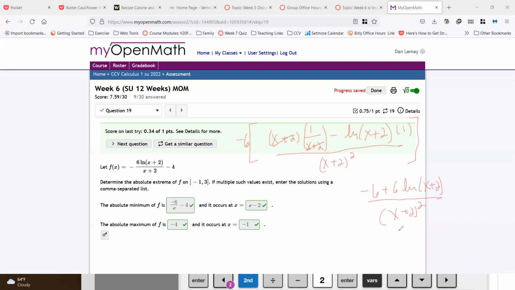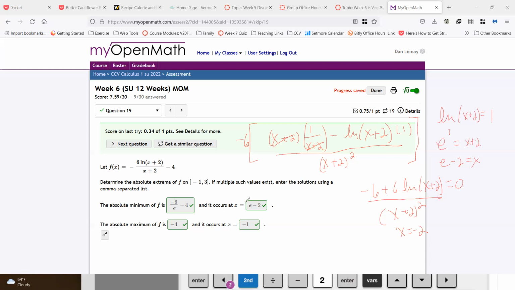When is this undefined? This is undefined at x equals negative 2. And where is it equal to 0? Well, I'm going to bring the 6 over, divide by 6. That leaves me the natural log of x plus 2 equals 1. So then solving that log equation is a pain, so I'm going to rewrite it as exponential. So e to the first equals x plus 2. I'll subtract 2. So e minus 2 is a critical value. X equals negative 2 is a critical value.